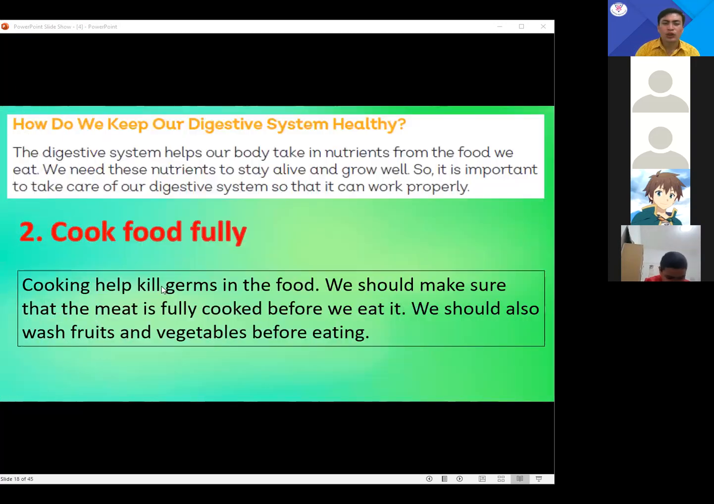Number two is cook food fully. Okay, this is about cooking the food properly or fully. Cooking helps kill germs in the food. So we need to cook our food fully. Should be like well done, especially when we cook meat, right? When we cook meat, we need to make sure that we cook it fully and properly before we eat. Because if we will not cook the meat properly, what will happen? The germs, the bacteria will not be killed. So if you eat that meat, the bacteria, germs, and all will go to your body. So it's not good. We need to cook them fully.